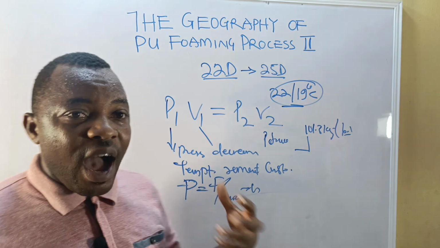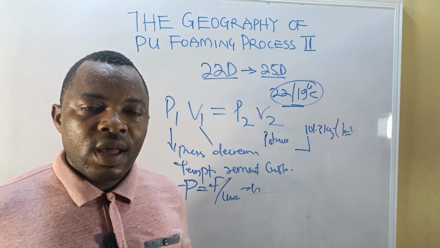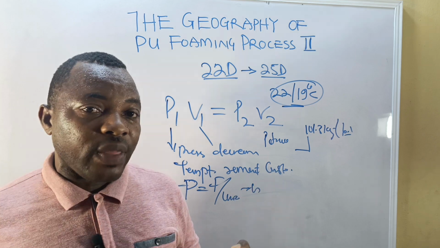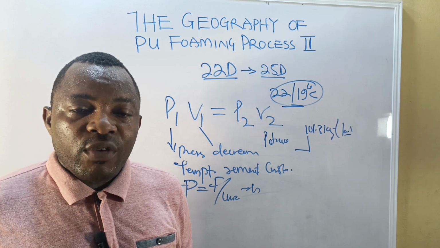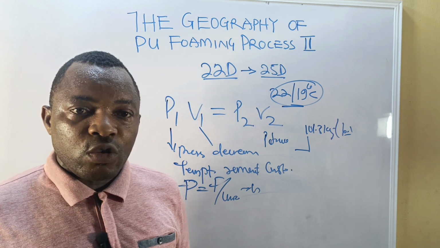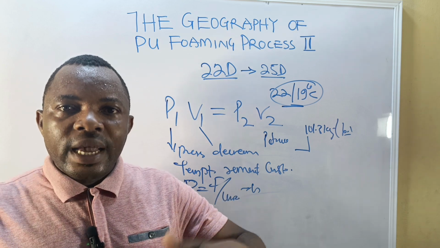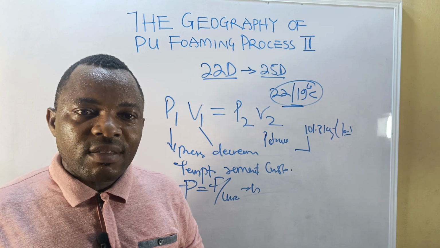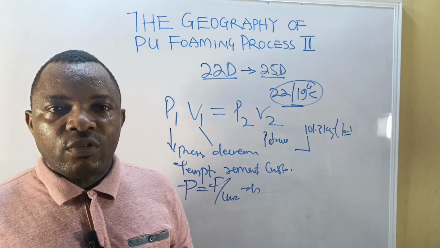Because many people do not have much idea about the geography of the foaming process. And the geography of the foaming process, remember I just said, affects the boiling point of water, that is changing the behavior of the water molecule that generates CO2 in the foaming reaction, and also how the gases behave by compression and expansion, and this affects the PU foam physical properties at the end of your production.